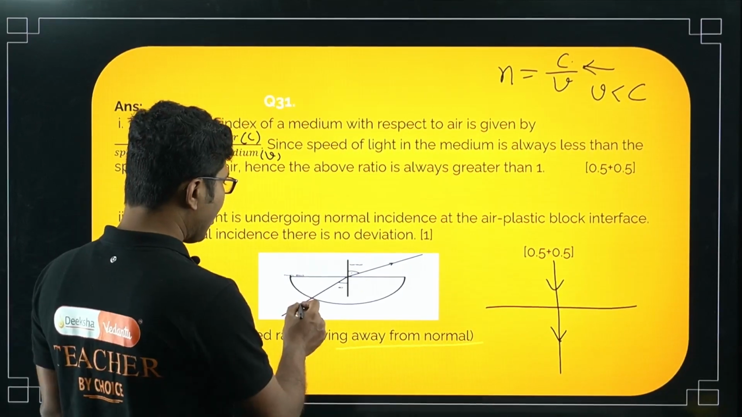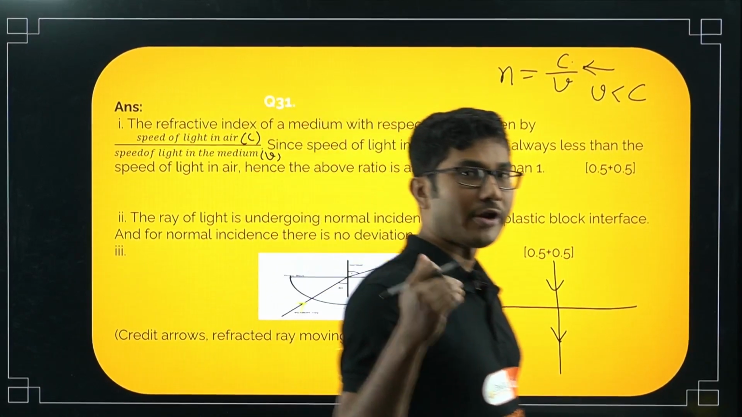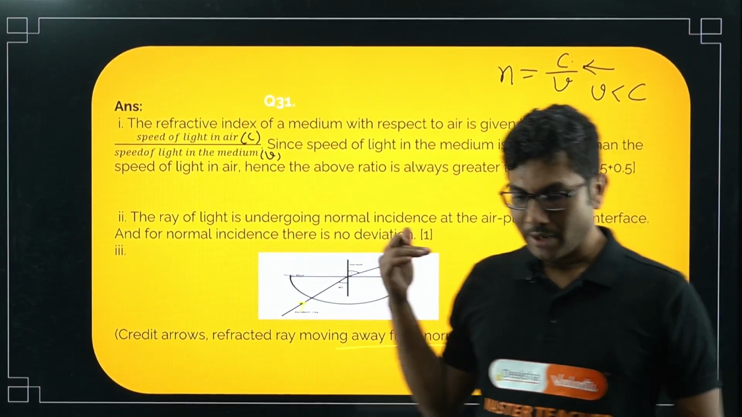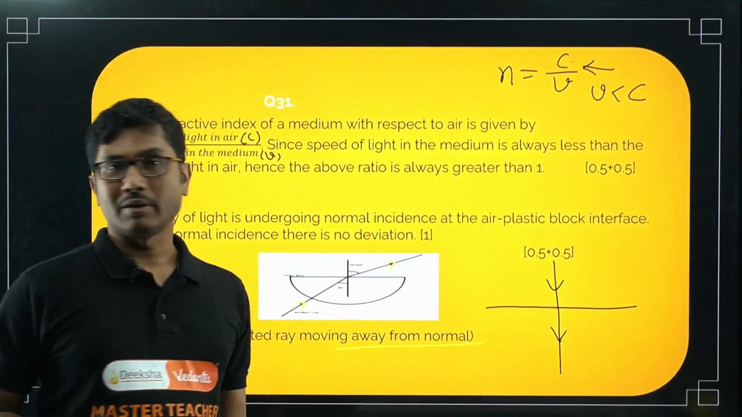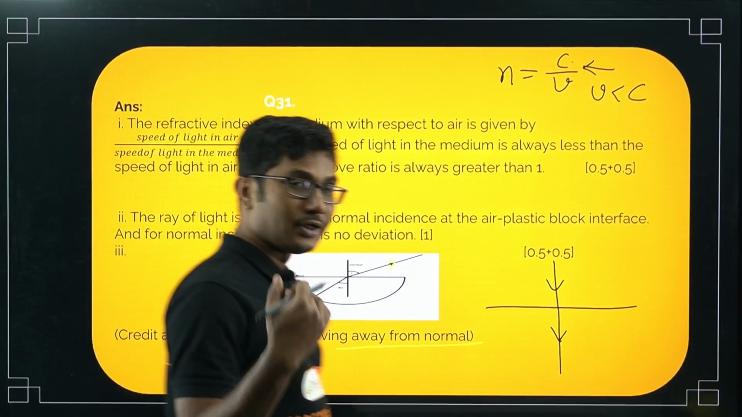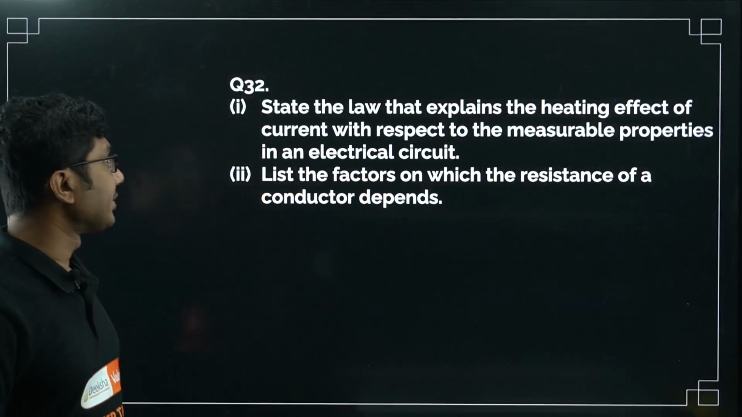And also you have to put the arrows. Without arrows you will miss out 0.5 marks. So in the diagram you have to be careful. If you mention that the light ray is traveling away from the normal and you add the arrows, definitely you will get full marks for this question. Now let's look into the next question.